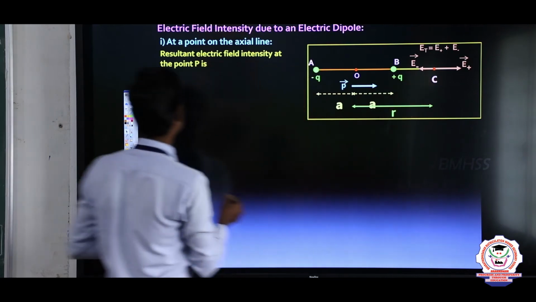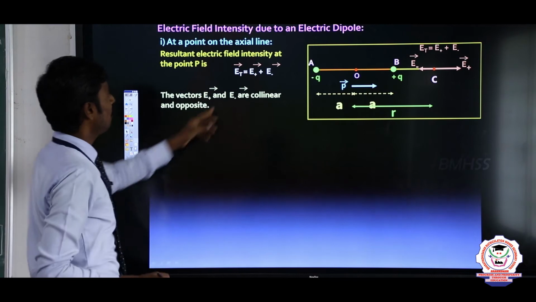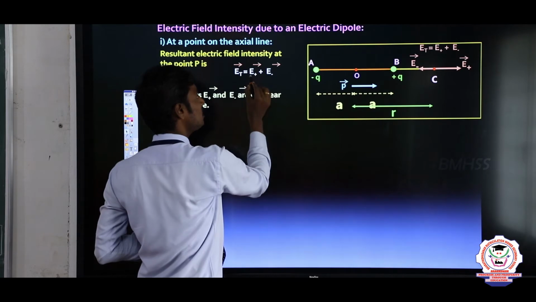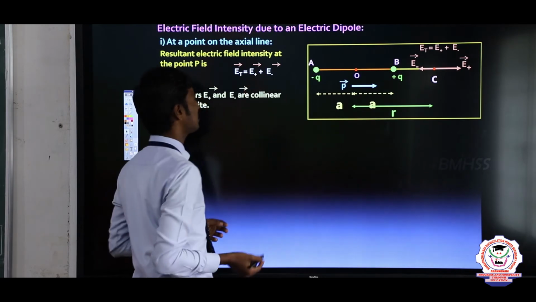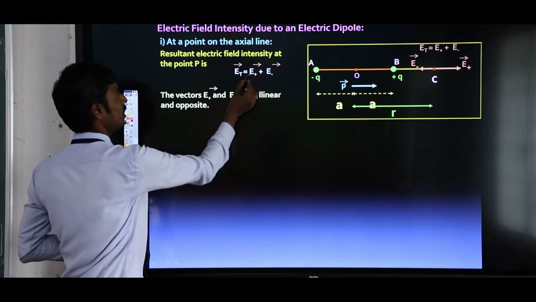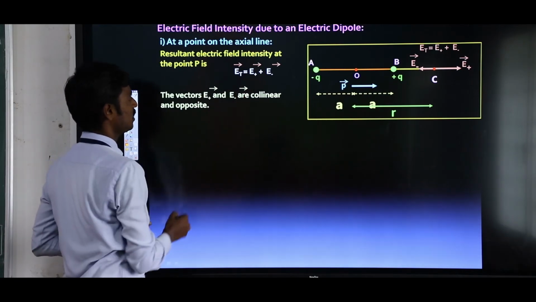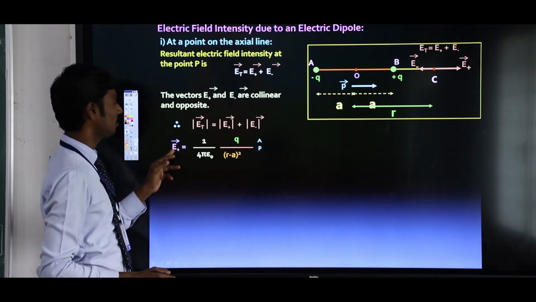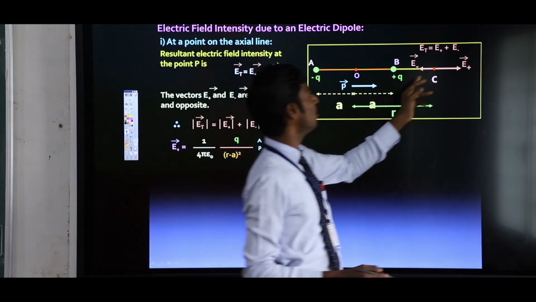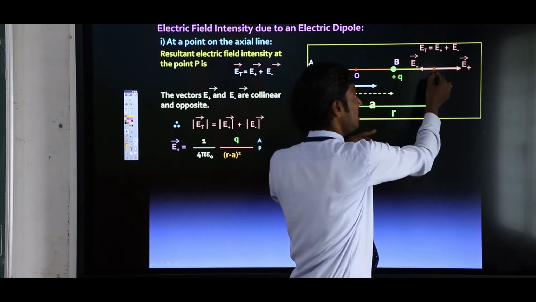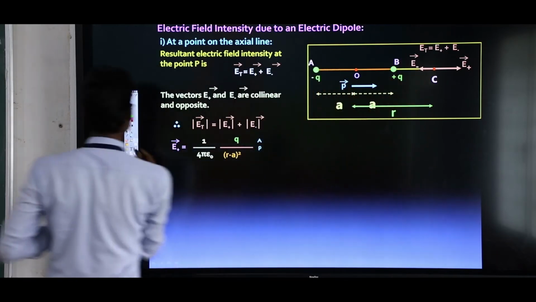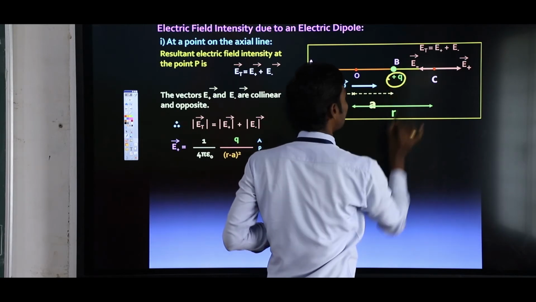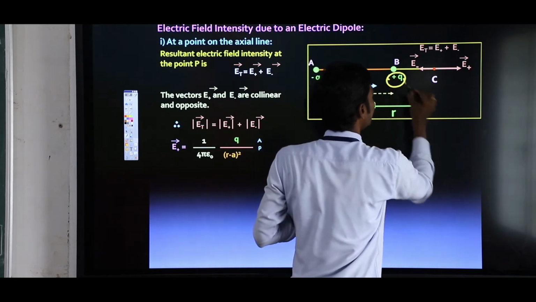Listen here one by one. The total electric field at the point C is the electric field produced by the plus q charge, E plus, and by the minus q charge, E minus. So the total electric field equals E plus vector plus E minus vector. E plus vector is the electric field produced at the point C due to the plus q charge. My dear students, this is the plus q charge, no? This plus q charge produces the electric field E plus vector.